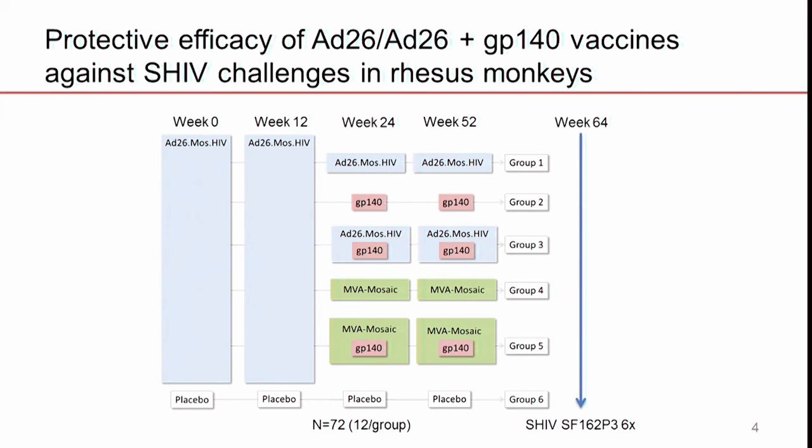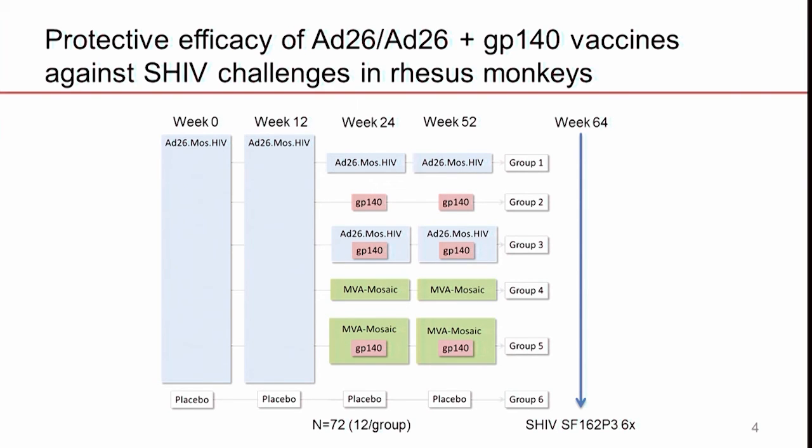So in this study, there was a very large study. It was also in collaboration with Janssen, which is our industry partner for pulling these vaccines forward, 72 monkeys. And all of these monkeys, except the placebo group, got primed with Ad26. And then they were boosted with a number of different varieties of boosts.